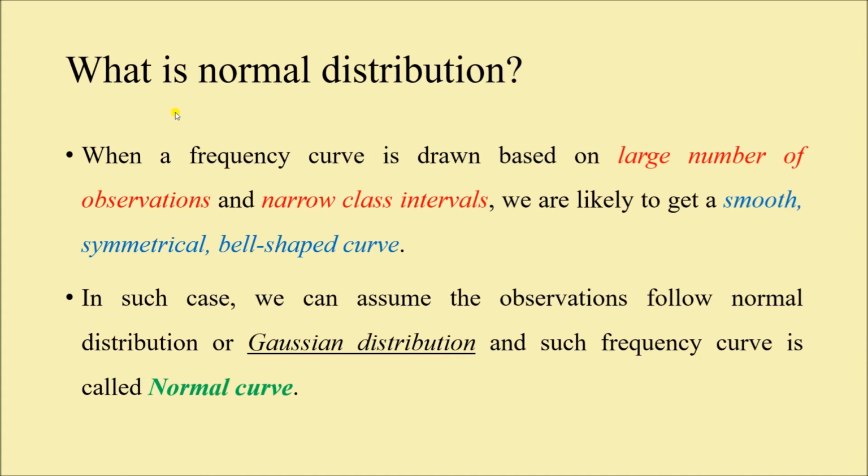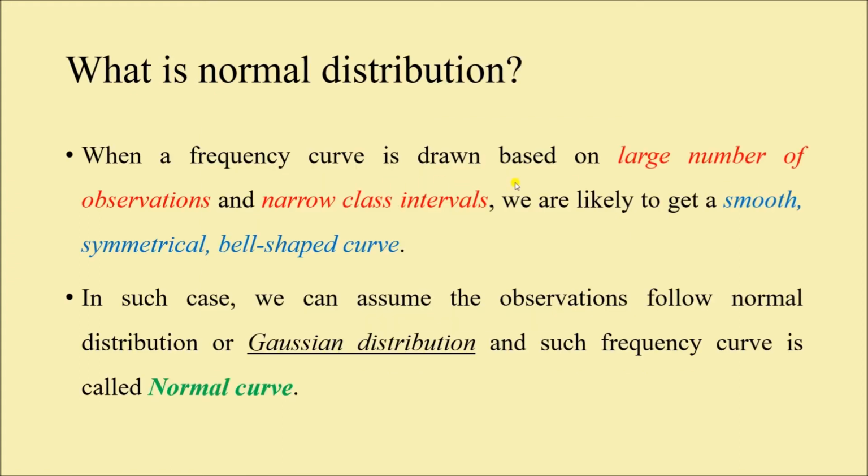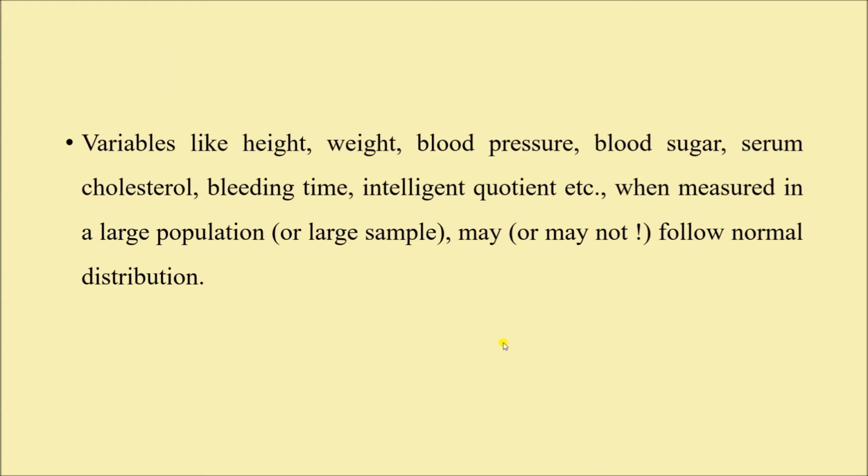Now the next question is, what is normal distribution? When a frequency curve is drawn based on a large number of observations and narrow class intervals, these two points we already discussed, we're likely to get a smooth, symmetrical, bell-shaped curve. So after taking observations from a huge number of subjects, if we draw a frequency curve and it looks like a smooth, symmetrical, bell-shaped curve, then we can assume that the observations follow normal distribution, also known as Gaussian distribution. In such a case that particular frequency curve is known as normal curve. So let us look at some examples here.